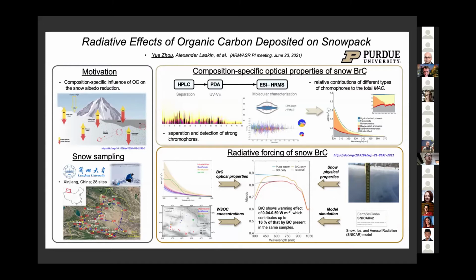So in this study, seasonal snow samples were collected across the northern Xinjiang area of China. In our lab, we employ an analytical platform with a combination of high-performance liquid chromatography, photodiode array detector, and high-resolution mass spectrometry to estimate the relative contributions of different types of chromophores to the total brown carbon light absorption. Then we calculate the extent of radiative forcing attributed to brown carbon in snow by a radiative transfer model simulation. Thank you.